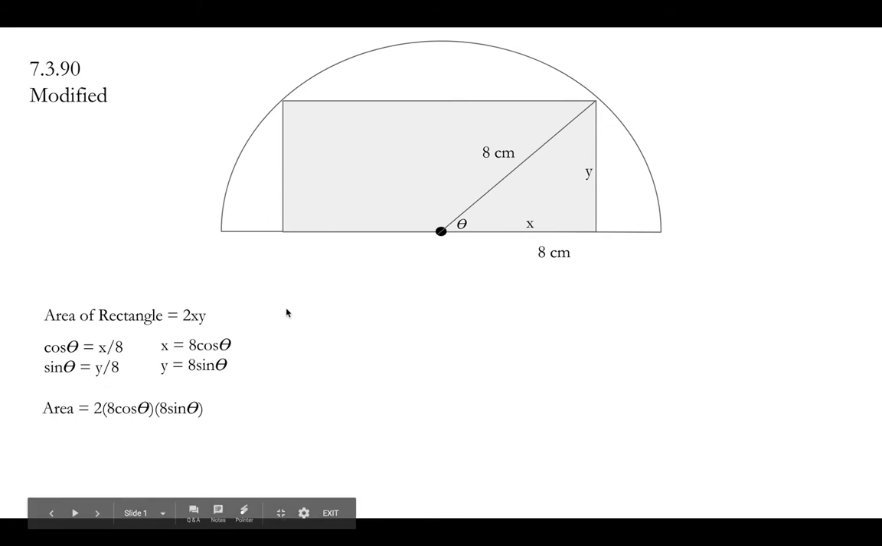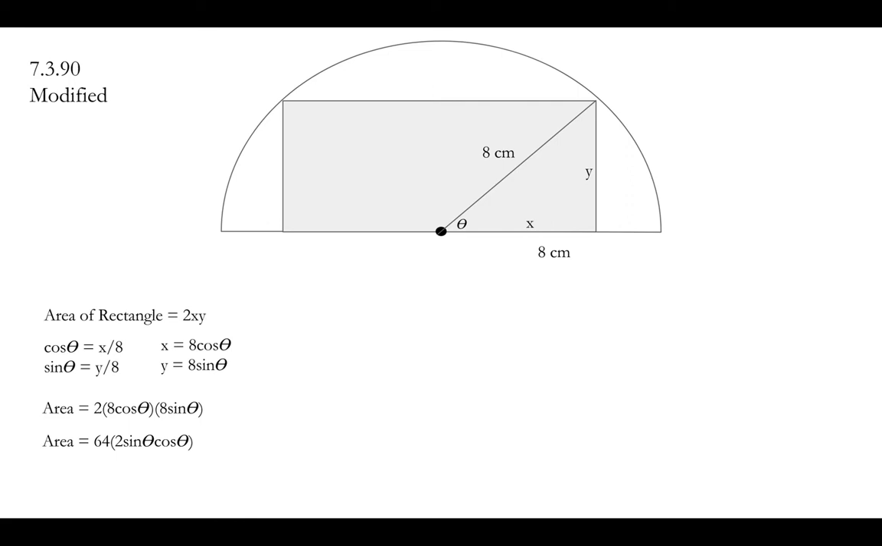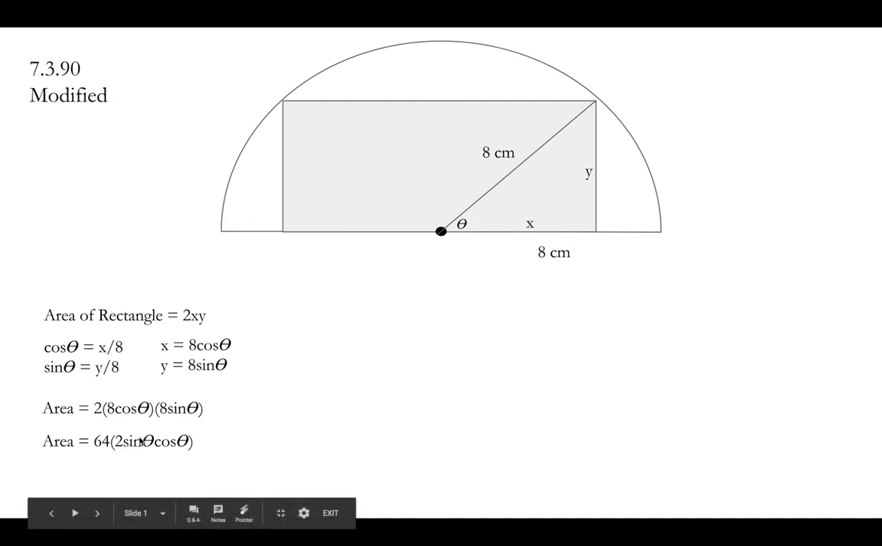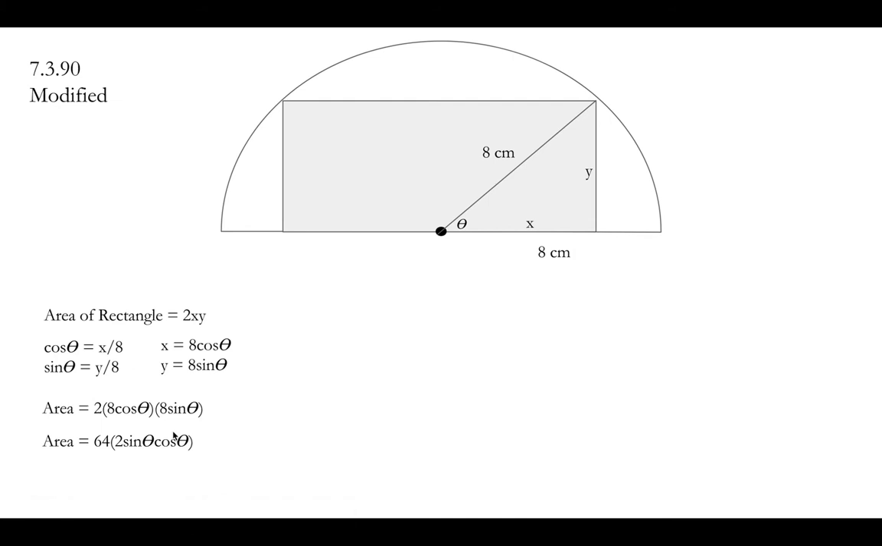Area equals 8 cosine theta times 8 sine theta. We'll manipulate this a little bit, and we'll get that the area equals 64 times 2 sine theta cosine theta. What this part here really is, is an identity. If anyone remembers, this is the double angle formula for sine. So we can simplify that to this, which is what we're trying to prove. So that's part A complete.